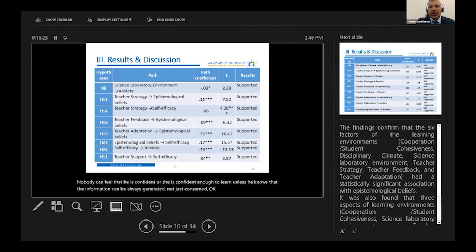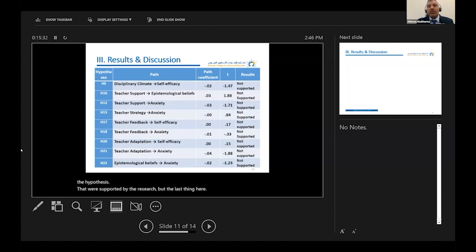Okay, so these are most of the hypotheses that were supported by the research. But the last thing here, these factors were not supported. When we analyzed these relationships, we found that there is no prediction between these variables. For example, there is no relationship between disciplinary climate and self-efficacy. If someone trusts his ability and he feels that he is confident enough to perform well, confident enough to regulate his learning, to manage his time and to learn more, it's not related to what teachers expect from them.